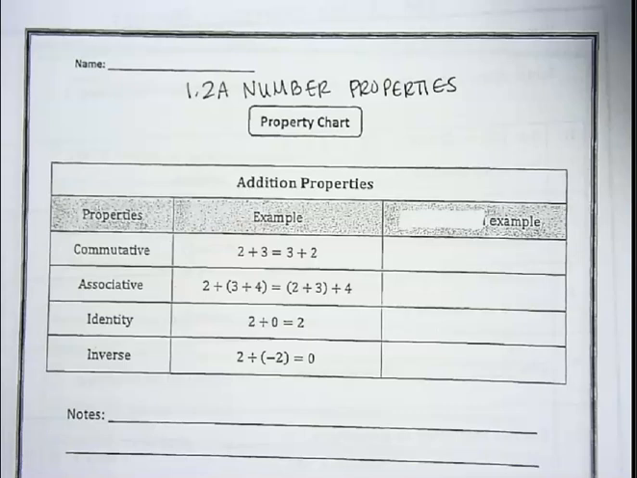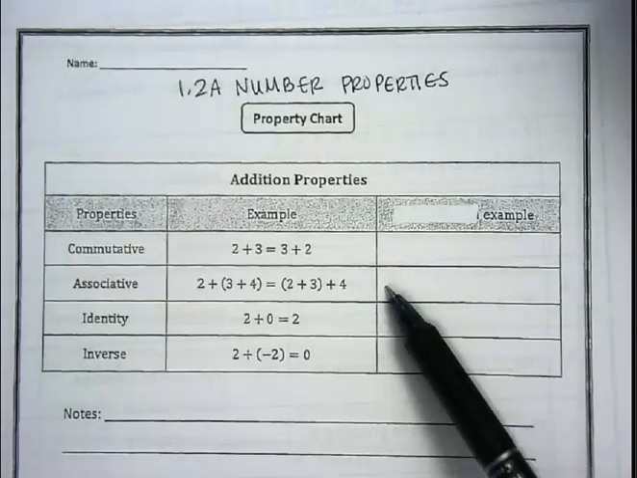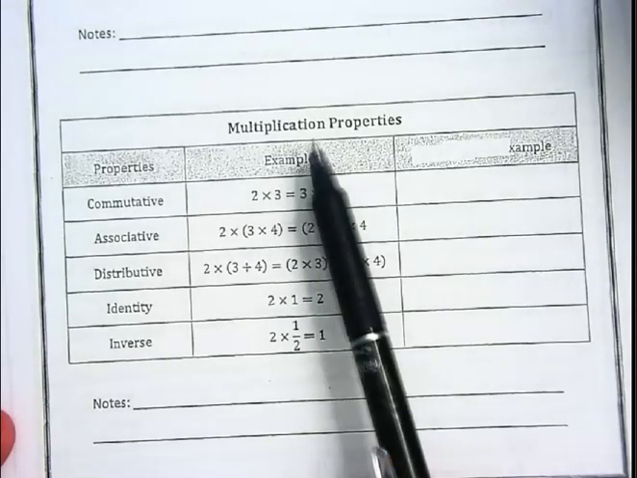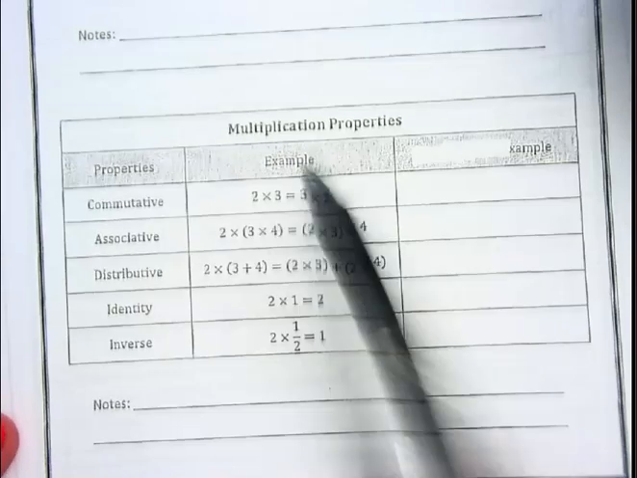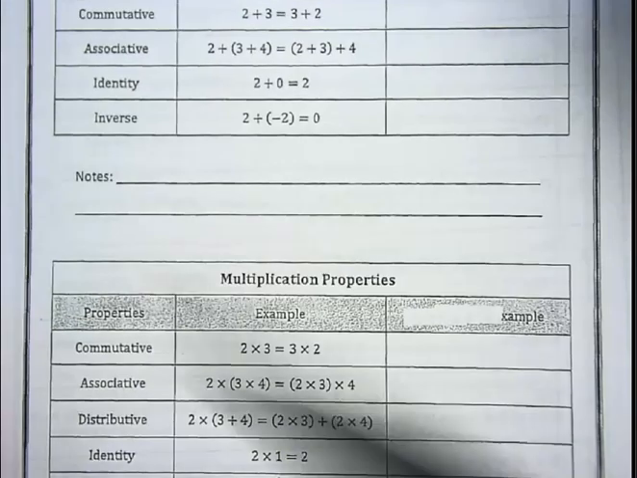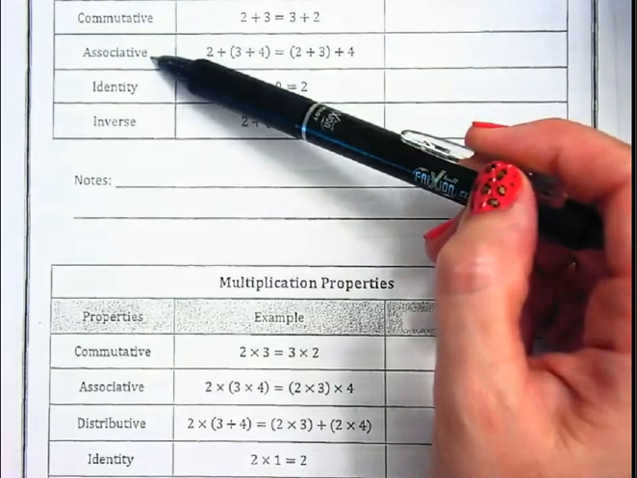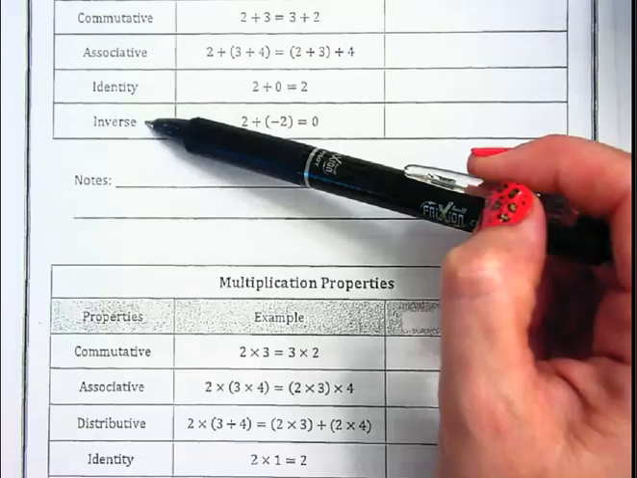All right, here is 1.2a number properties. You'll see that on this sheet we have two tables. This one on the top is called addition properties, and this one on the bottom is called multiplication properties. And here are some things that they have in common. They both have four properties called commutative, associative, identity, and inverse.